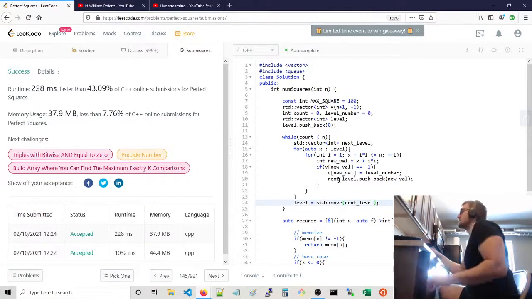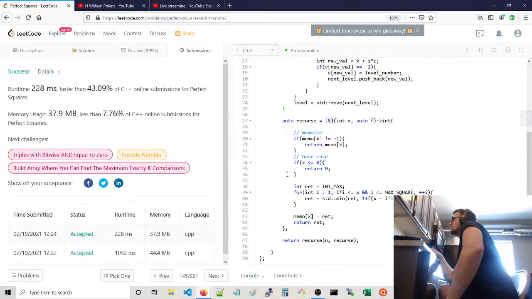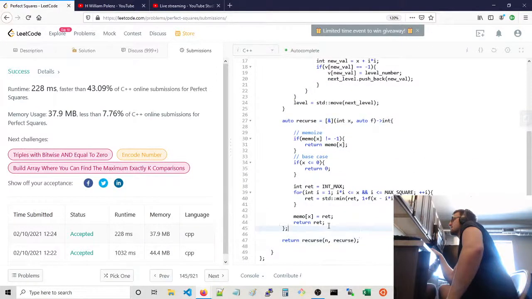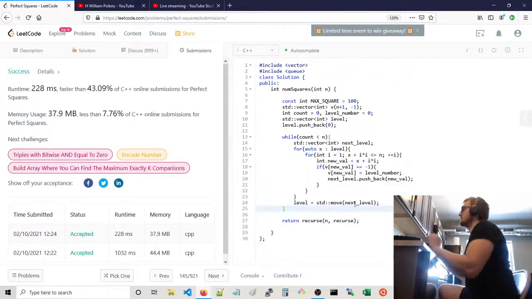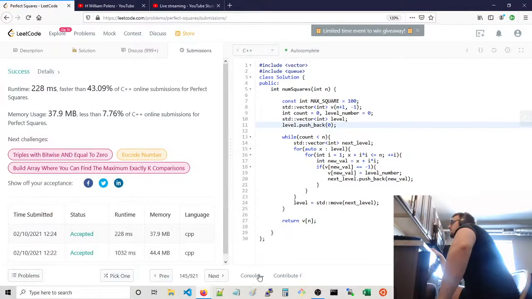But just to be clear, I'm going to move next level into level. And then at the end of this, we should be able to return v of n, more or less, something like this. I don't know what this is going to do. This probably won't even compile.